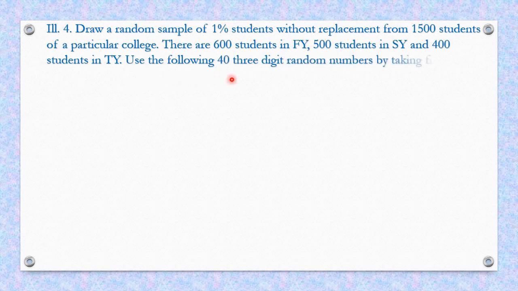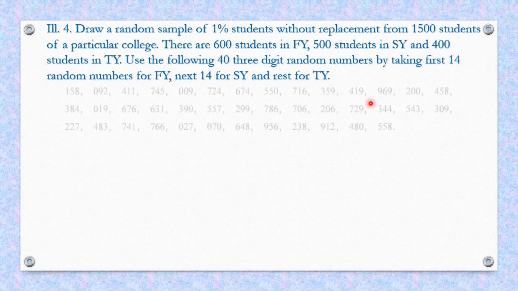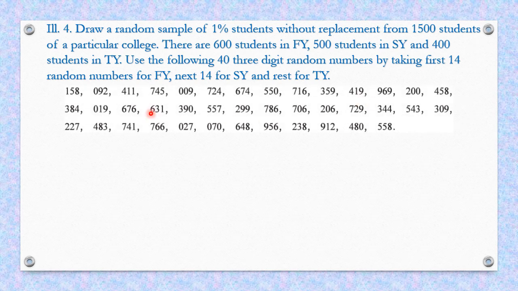We have to use the following 40 random numbers, taking the first row for the first year, the next row for the second year, and the rest for the third year. Now the 40 random numbers are given as follows. The first row would be for the first year students. So these numbers will be used for first year. The second row numbers will be used for second year, and the remaining numbers will be used for the third year students.